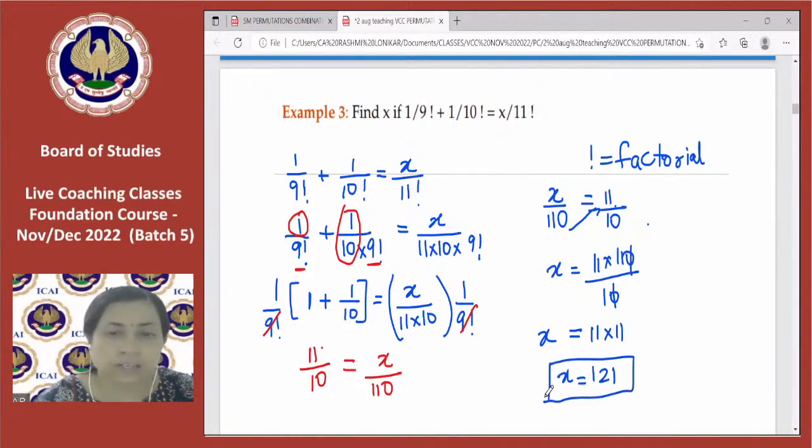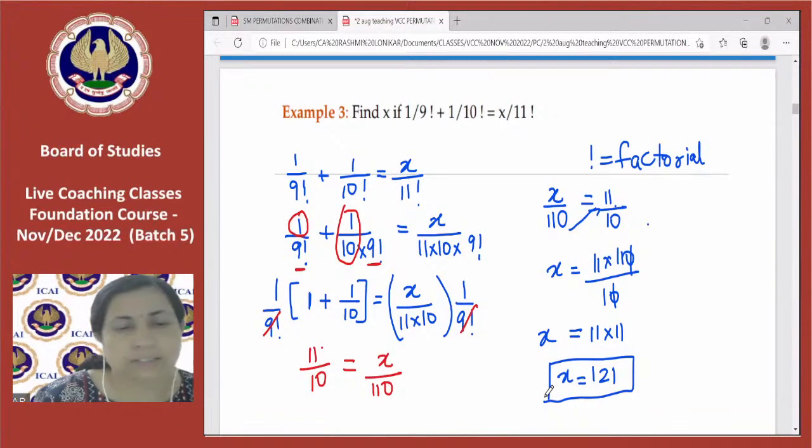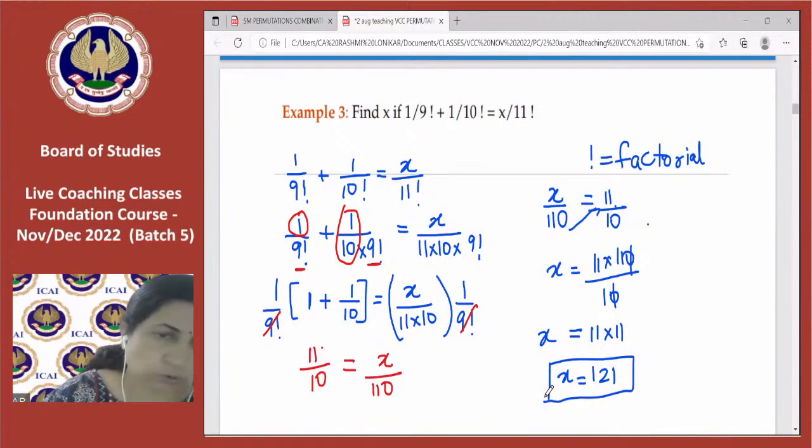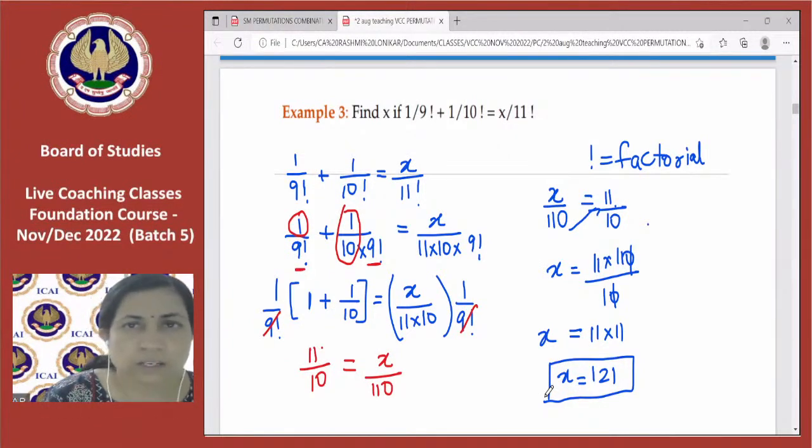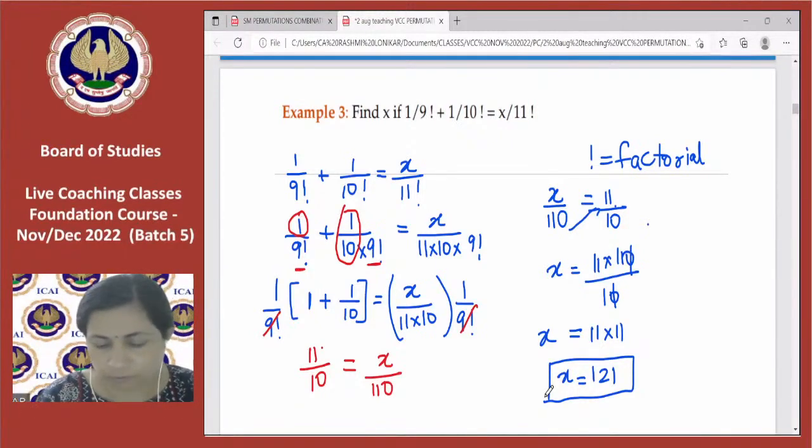Is that clear? These are good sums which can fetch you marks also, and you will be able to do them on your own. All you need to remember is that the important step is taking 1 upon 9 factorial common out from the equation, and then we will be left with the simpler one. Okay, hope you've understood this.